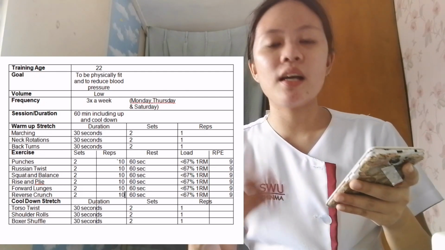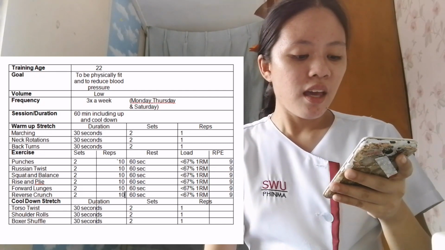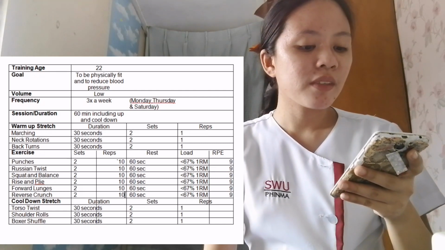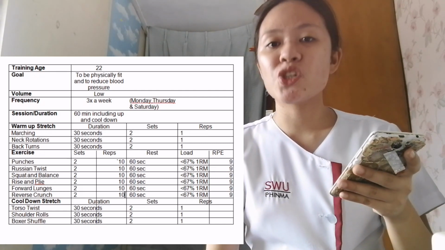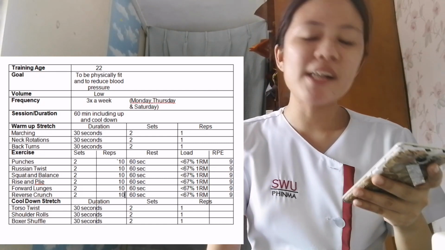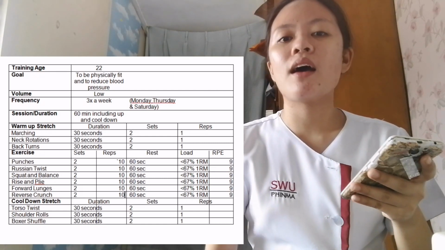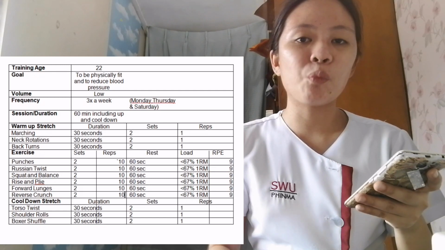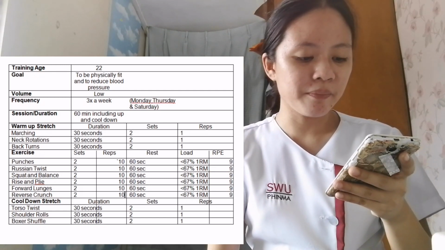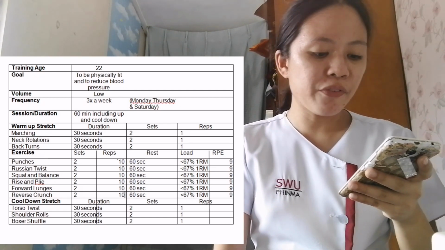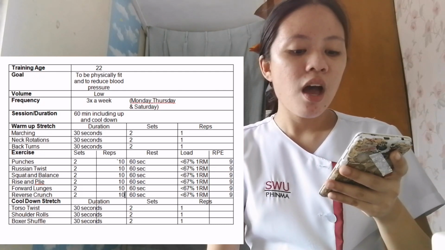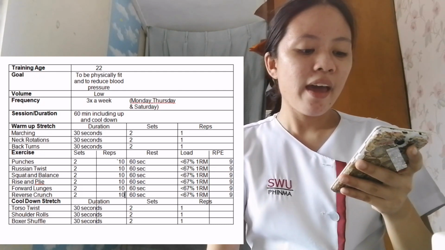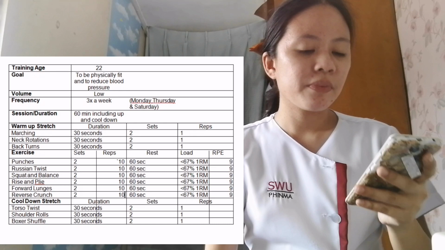Next, this is the last exercise: the reverse crunch. The sets would be 2, the repetition would be 10, rest for 60 seconds, load less than 67% 1 RM, and the RPE is 9. The reverse crunch strengthens the full length of the rectus abdominis and reaches the deeper abdominal muscles.